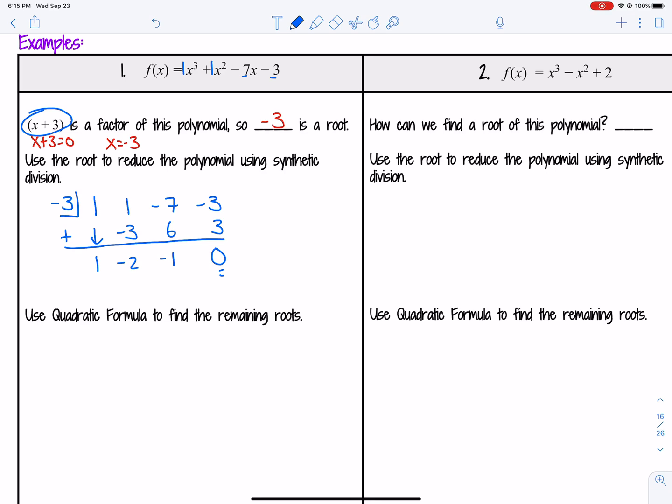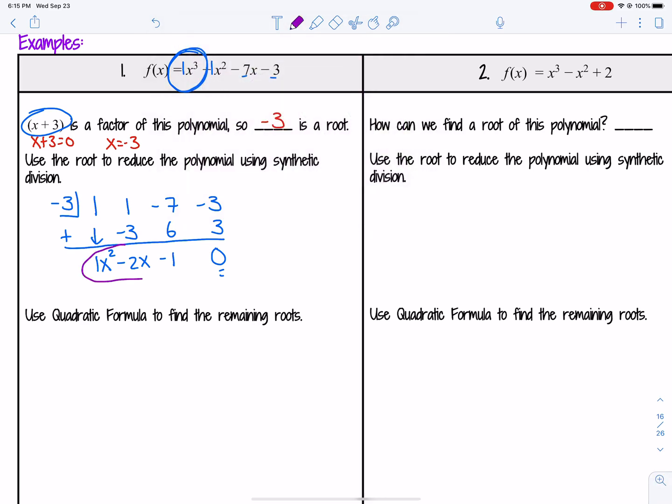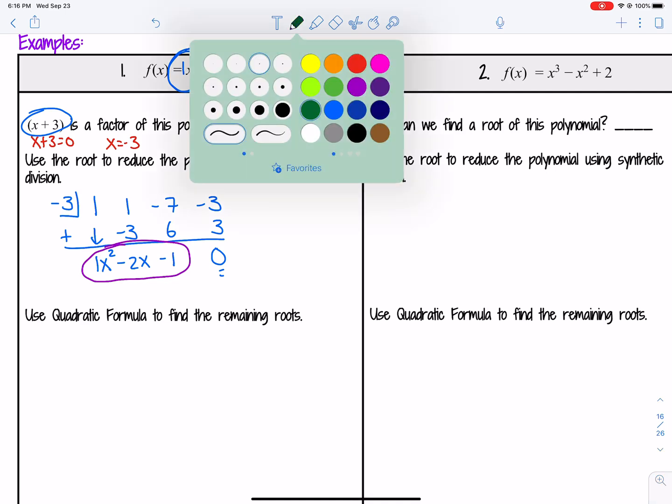Then we need to add our variables back into our quotient. We put x squared because it's always one less power than what you started with in your original polynomial before you divided. So we have x squared minus 2x minus 1 as the reduced version of our polynomial. We reduced it using the factor they gave us. If you notice, it's quadratic, so we're going to use the quadratic formula.